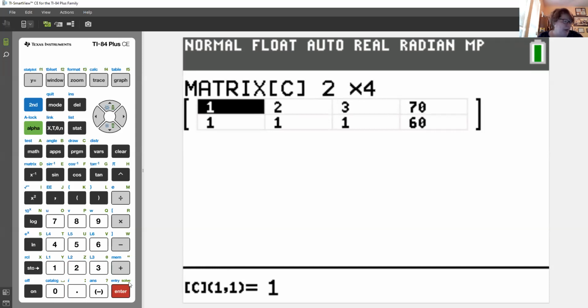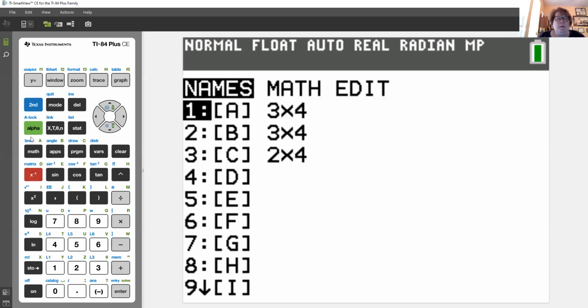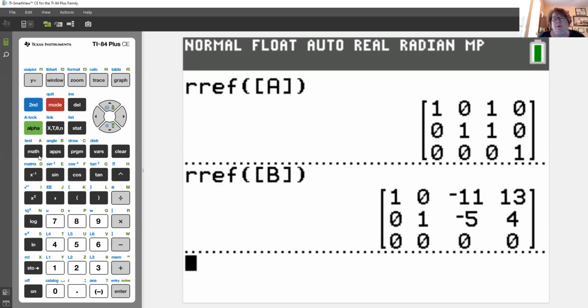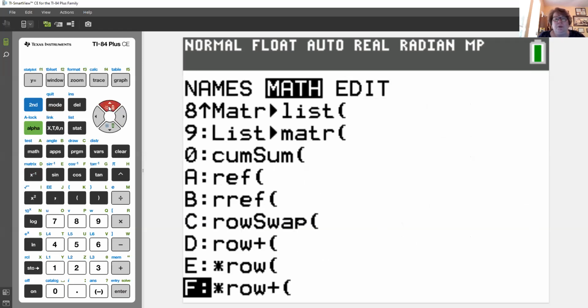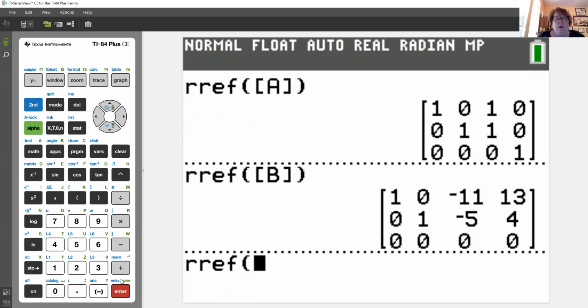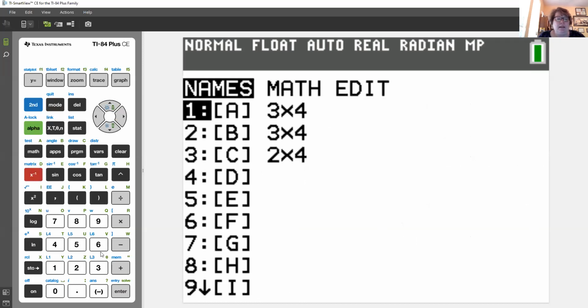All right, make sure I have it inputted correctly. I'm good to go. So I'm going to exit from the matrix menu. There we go. Now I'm going to go back in and I'm going to calculate. So I'm going to go on my math menu, reduced row echelon form, which is B, on matrix C. So go back to my matrix menu and find matrix C, that's number 3.